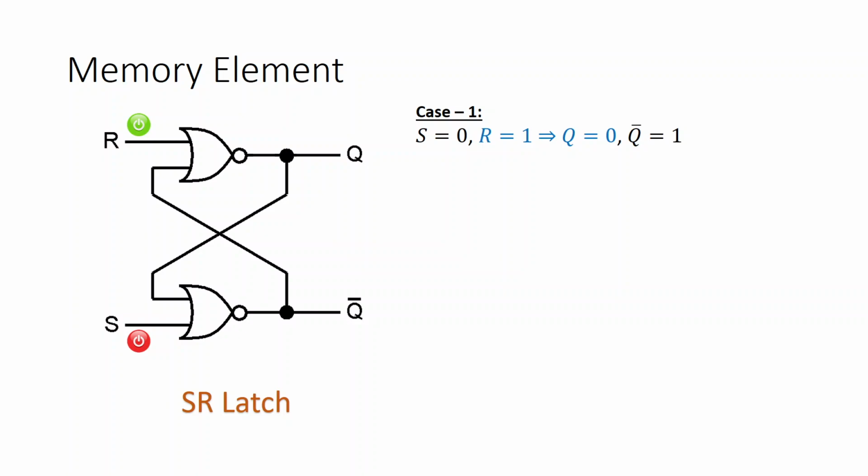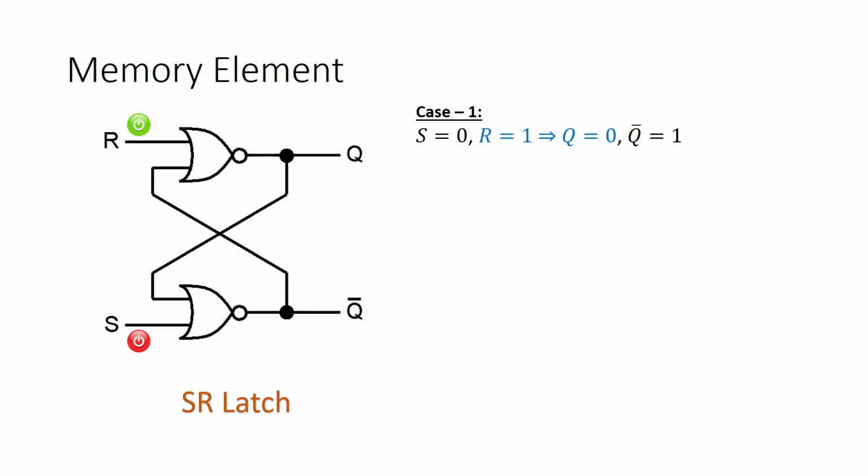Now, how to analyze a circuit? To analyze a circuit, what do we need to do? We need to give all the various input combinations and check what is the output coming from this circuit, and we have to construct a truth table according to that. So, let us do that simply. So, first the input that we are checking is S equals 0, R equals 1. We are checking this input first.